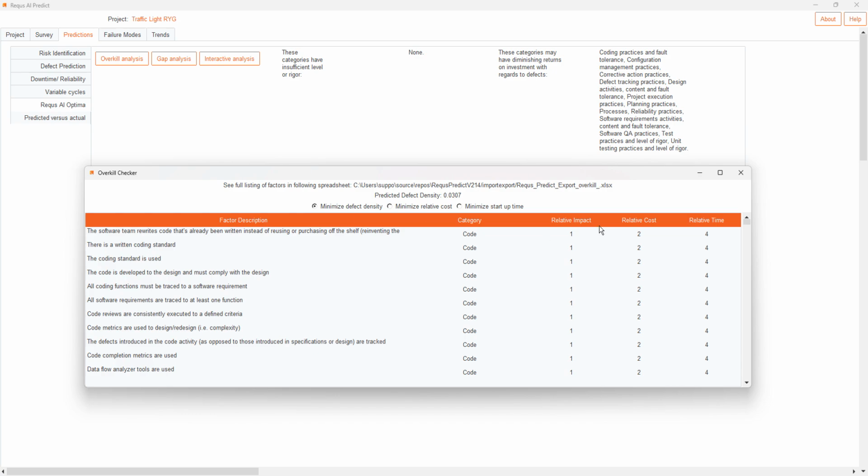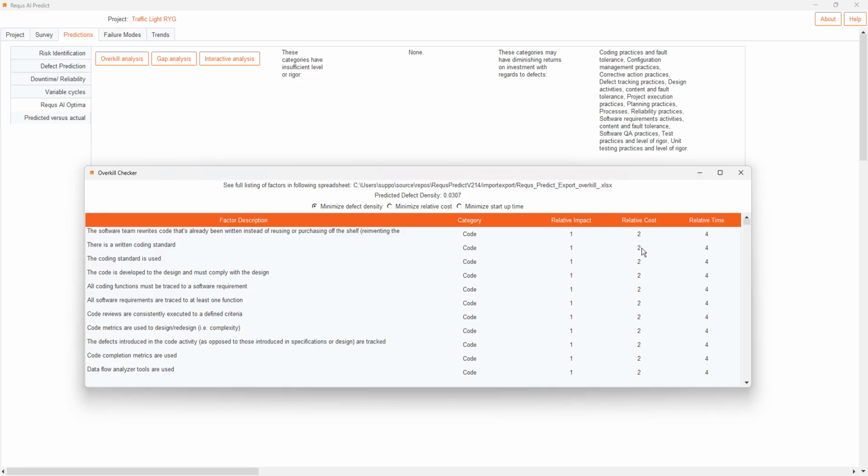We can sort the list of practices that we're currently implementing. So the overkill checker shows what practices we have said we are doing, and it shows the relative impact. You can see 1 is low, 4 is high. So these are in order of generally the lowest impact, biggest amount of calendar time, and also cost.